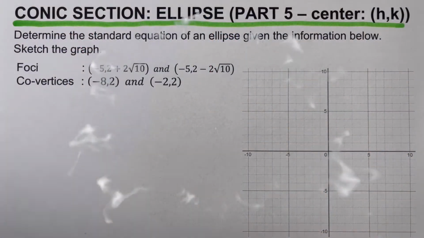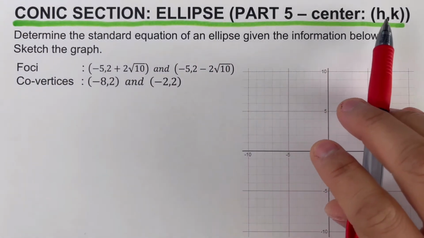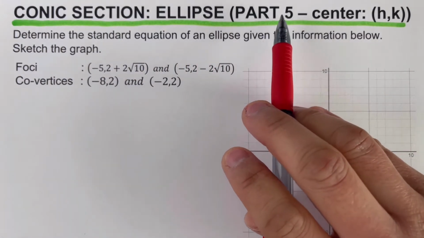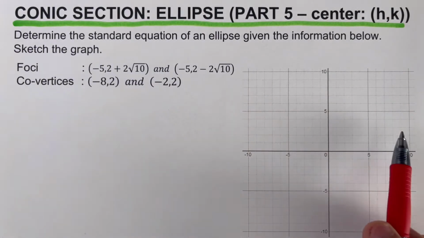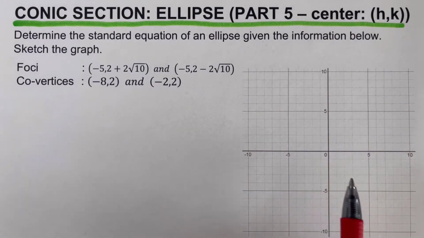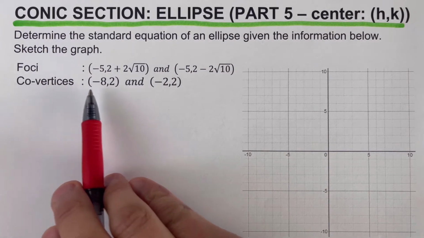Everyone, this video would focus on conic section, specifically on ellipse with center at (h, k), and this is the fifth part. In this part, we're supposed to determine the standard equation of an ellipse, and we're supposed to sketch the graph of it. We are given the coordinates of the two foci and the coordinates of the two co-vertices.